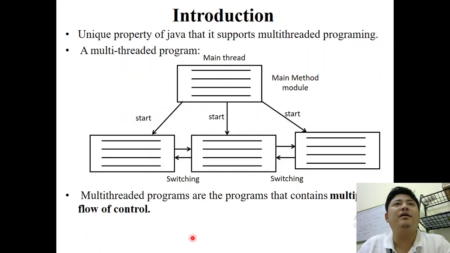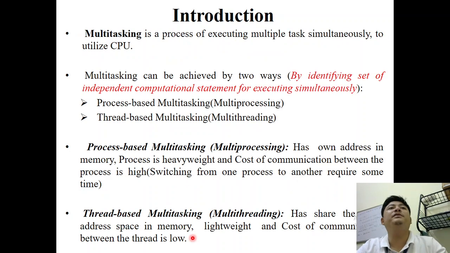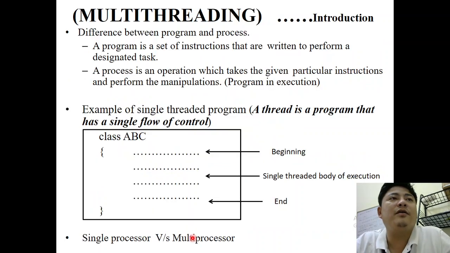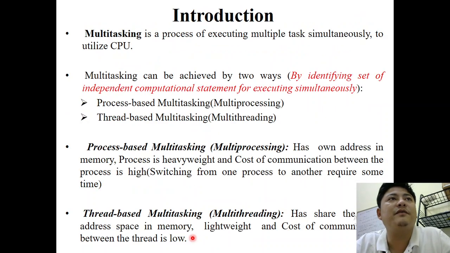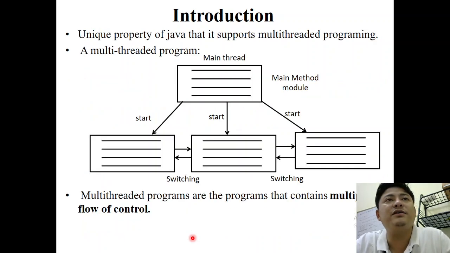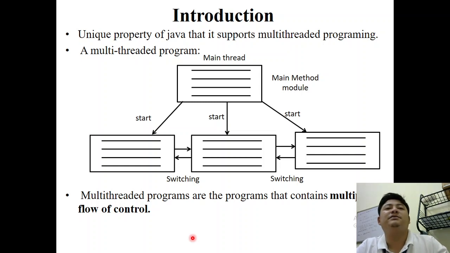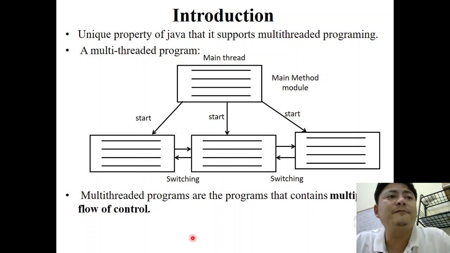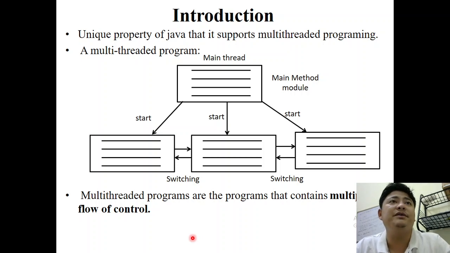So this is all about multitasking. We have moved from a single processor to multiprocessor, and to multitasking, and inside multitasking we have process based and thread based. We have seen that process based is not as efficient as thread based. So there is a further classification of thread based, multi-threaded, as the name of the chapter says. Now, what is the meaning of thread based? What is the meaning of multi-threaded programming?